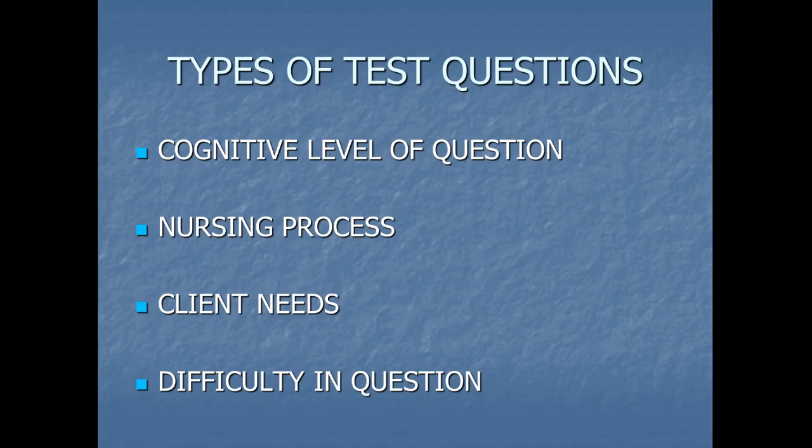Some of the things you need to know about test questions: there are different levels of test questions, and that's based on Bloom's taxonomy. The first one is knowledge-based. A knowledge-based test question is usually pretty easy. It's based on your memory. An example would be: what is the potassium level of a lab value? You need to memorize those types of answers.